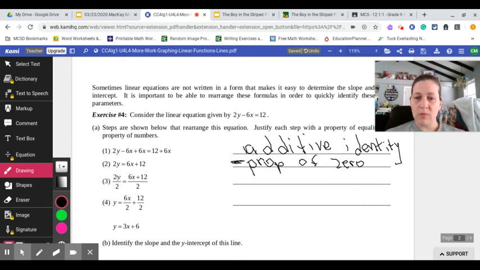When we want to get rid of the 2 in front of the y so that we move it on the other side, that's a multiplicative inverse. That just means that we're doing the opposite of multiplying, because we're going to divide by 2.